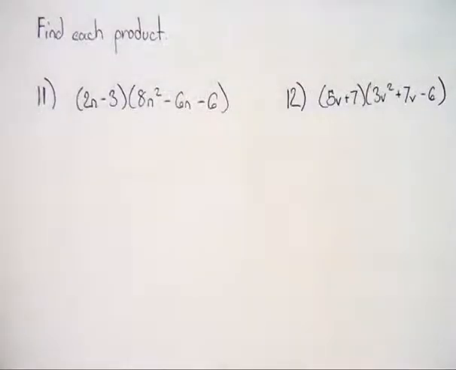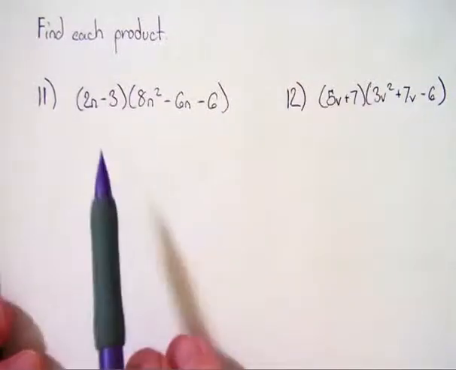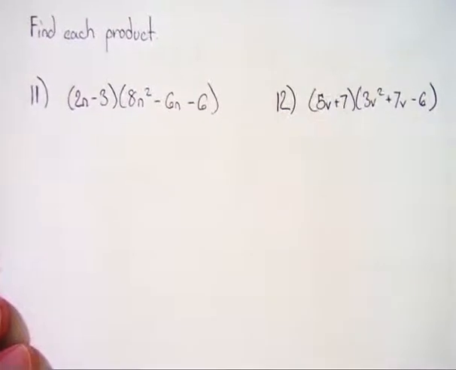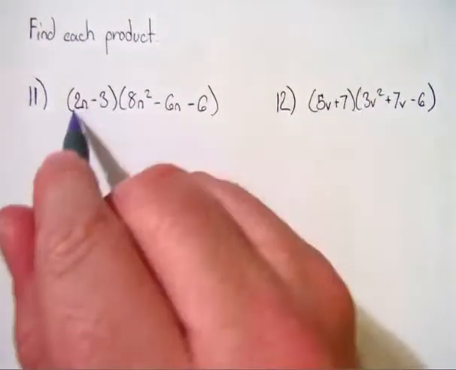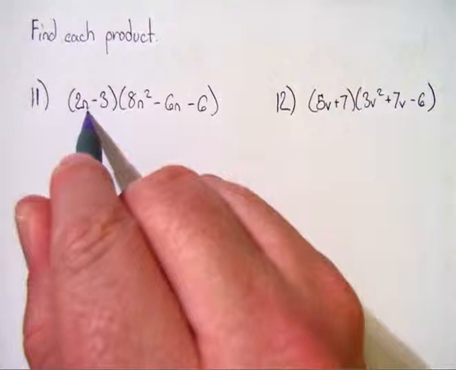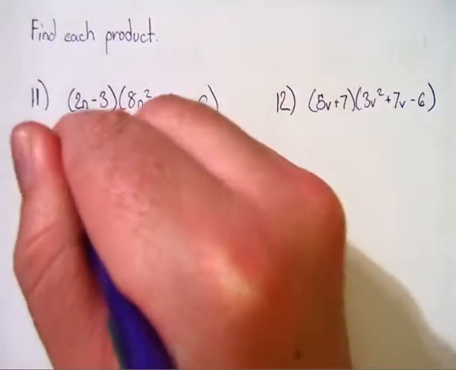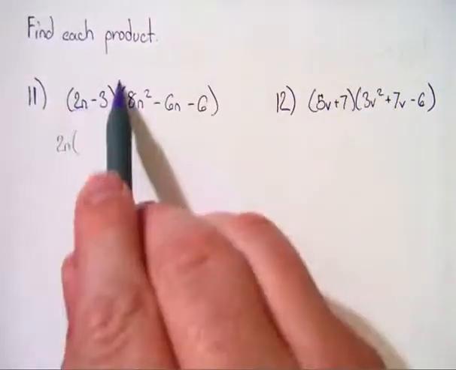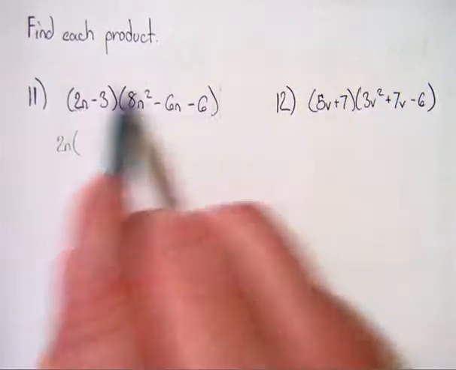Find each product, but this time we now have a binomial times a trinomial. Fortunately for us, we can use the exact same technique as we did when we were doing a binomial times a binomial to solve this one. Take the first term of your binomial, so in this case 2n, and we're going to distribute that throughout the whole trinomial.